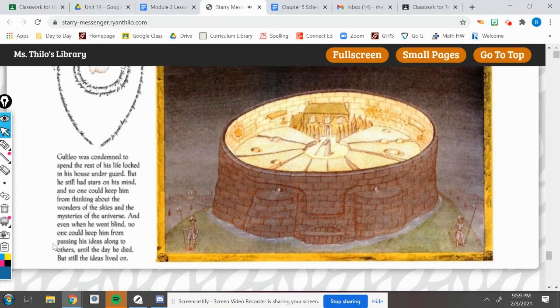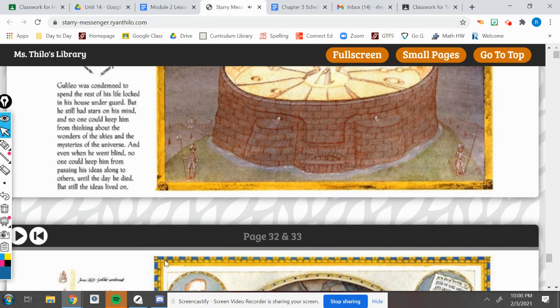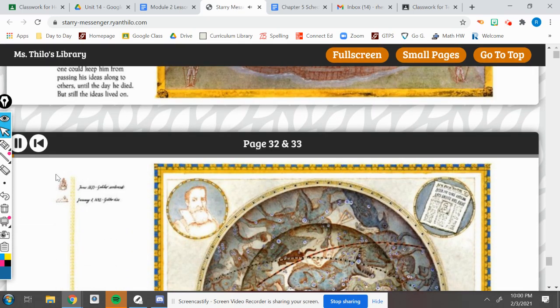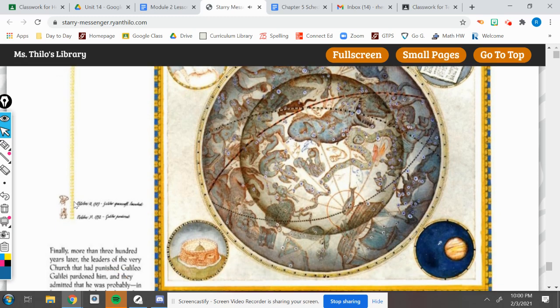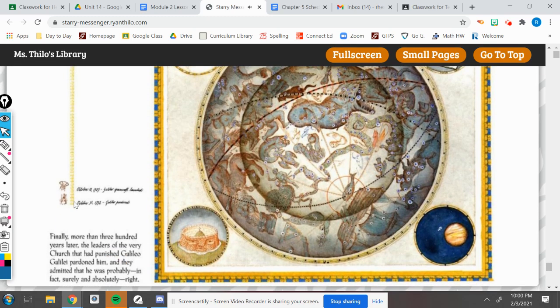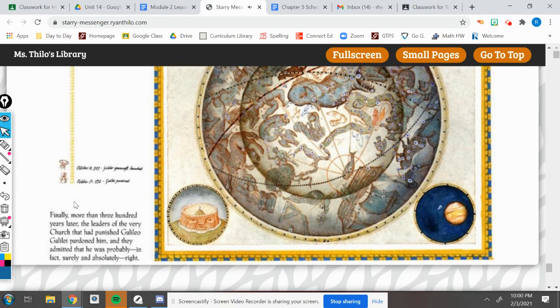But he still had stars on his mind, and no one could keep him from thinking about the wonders of the skies and the mysteries of the universe. And even when he went blind, no one could keep him from passing his ideas along to others until the day he died. But still, the ideas lived on. Finally, more than 300 years later, the leaders of the very church that had punished Galileo Galilei pardoned him, and they admitted that he was probably, in fact, surely and absolutely right.